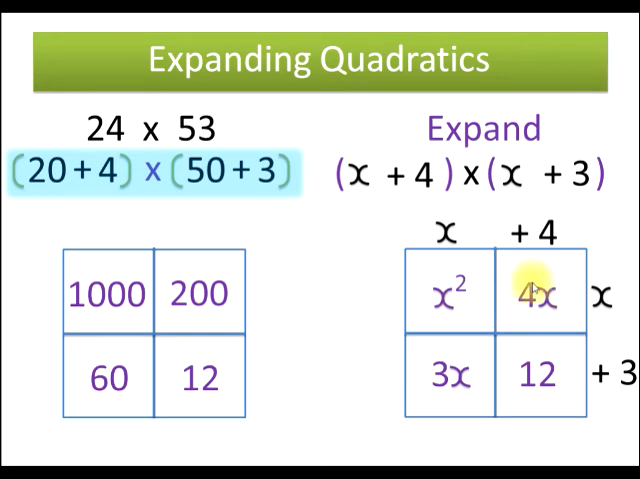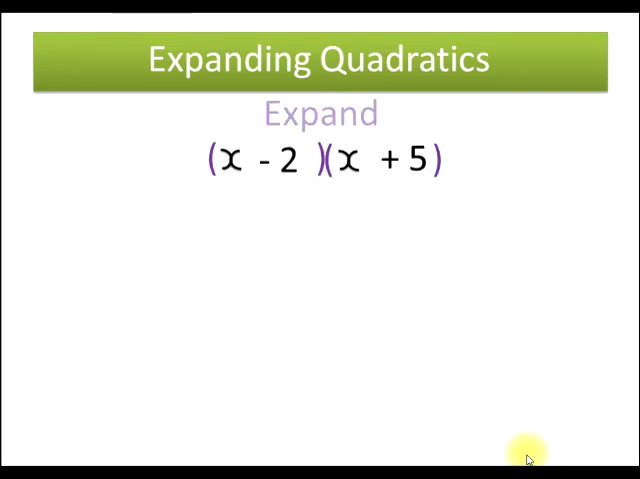Are there any more x's? Yes, there's another 3 x's here. So what we can actually say, these are like each other, we can collect them to make 7x, giving us this answer. So if you're asked to expand, my advice, draw a grid, put the partitions down, fill in the grid, and then collect the like terms to find your answer. Let's have a look at another one. So remember, these are being multiplied.